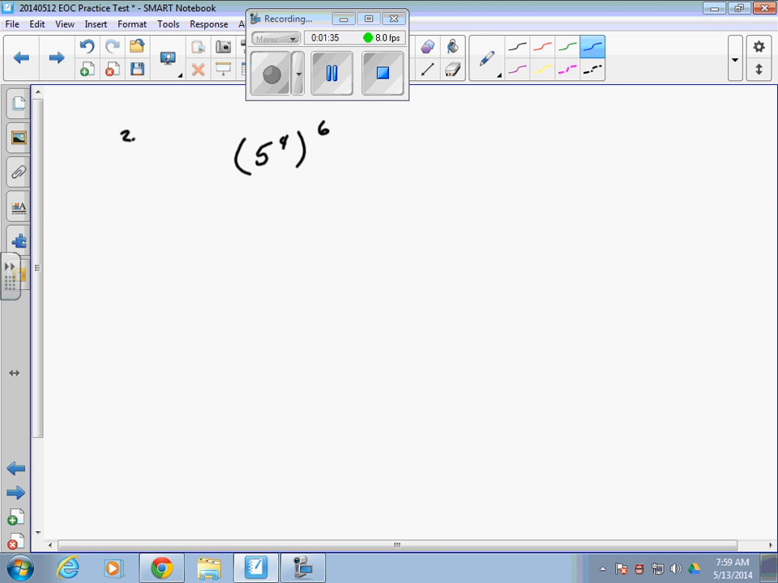Number 2 says to simplify 5 to the 4th to the 6th. You're raising a power to a power. You multiply 4 times 6, you get 5 to the 24th power.